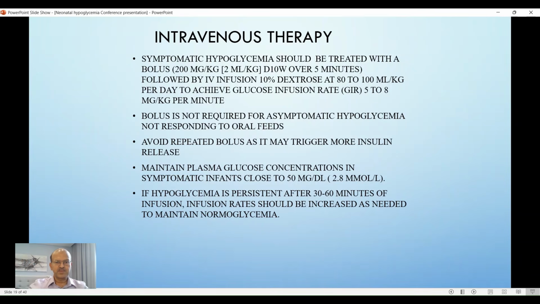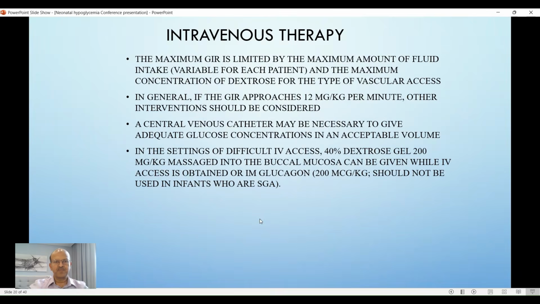If hypoglycemia is persistent after 30 to 60 minutes, infusion rates should be increased as needed to maintain the normoglycemia. So the maximum GIR is limited by the amount of fluid intake. You need to monitor the sugar and sodium as well if you are giving a higher volume. If the GIR approaches 12 milligrams, other interventions including the workup should be done. A central venous catheter may be necessary to give adequate glucose concentrations.